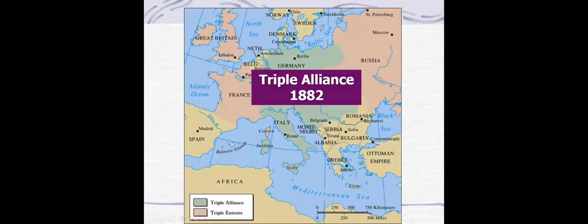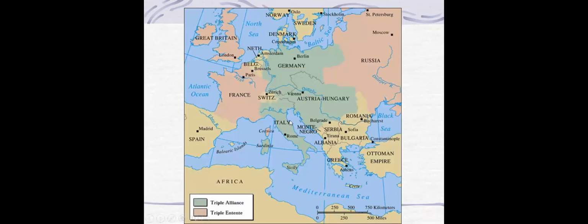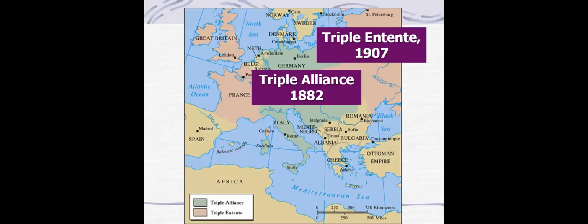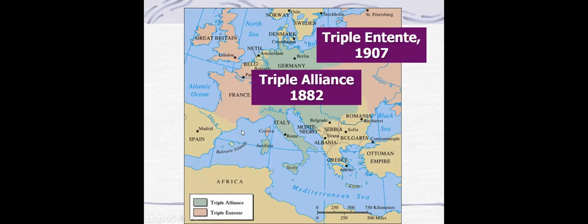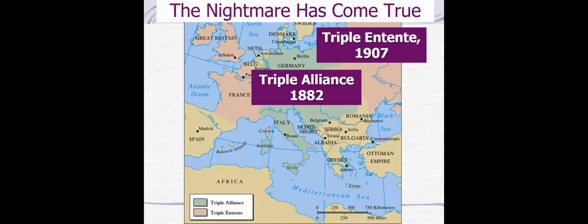Now, Germany has an ally in Austria and in Italy. There's the Triple Alliance in green. And the Triple Entente, which includes Russia, Britain, and France. Germany's now surrounded on all sides. The nightmare has come true. This is precisely what Bismarck didn't want.